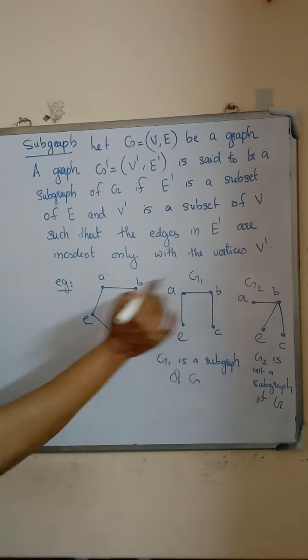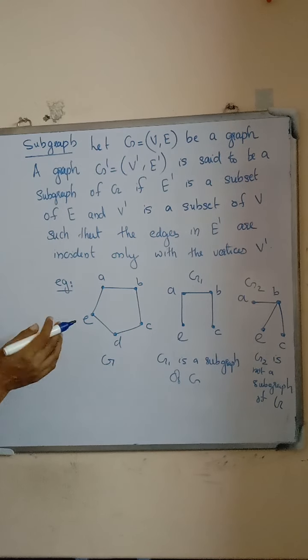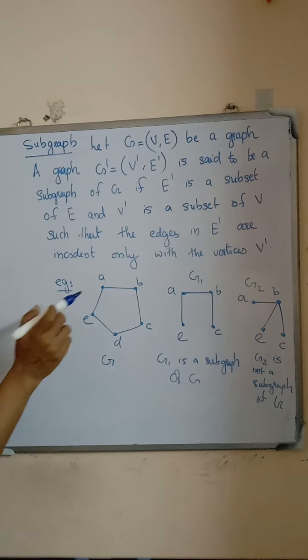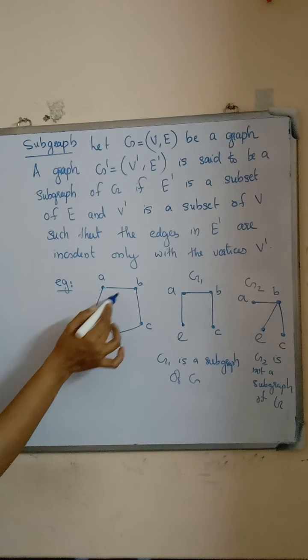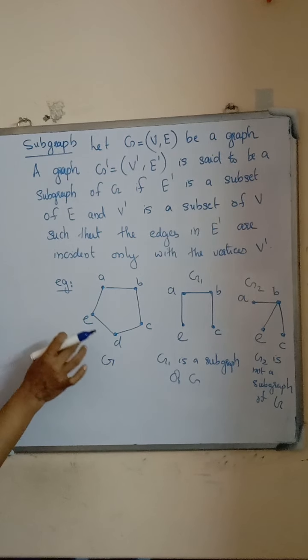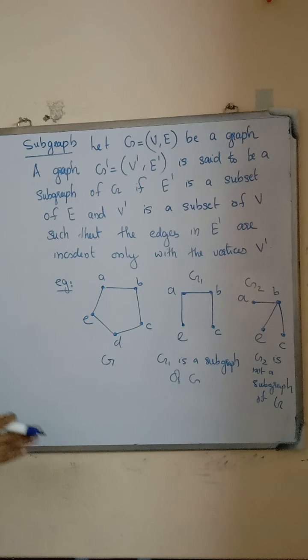Is G2 a subgraph of G? Here the vertices are A, B, C, E, and A, B, C, E are in G. But the edge B, E is not in the graph G. So G2 is not a subgraph of G, because B and E are adjacent in G2 but not in G.